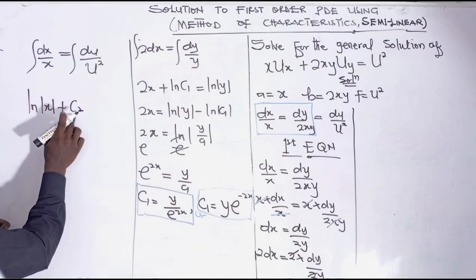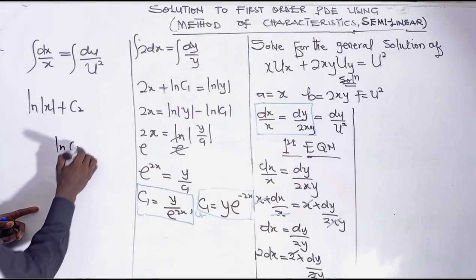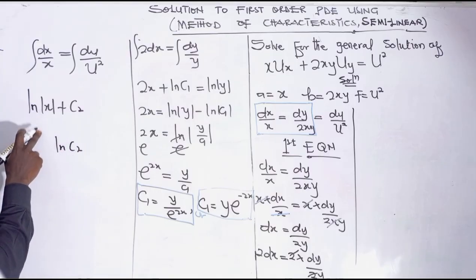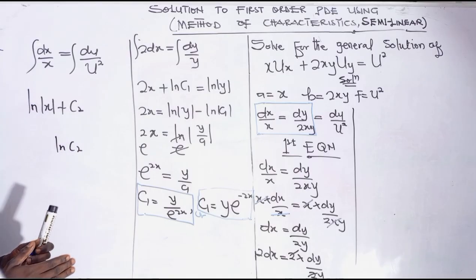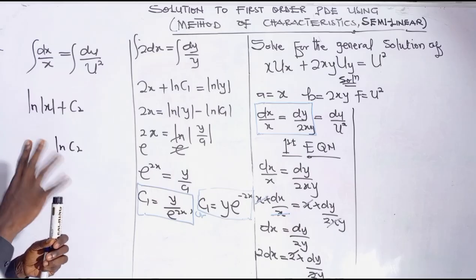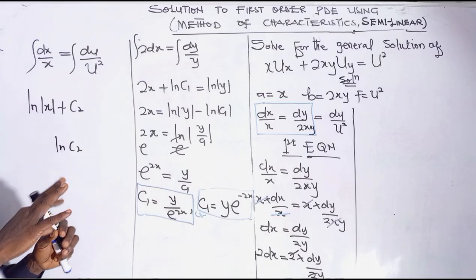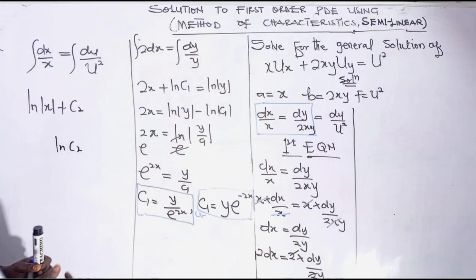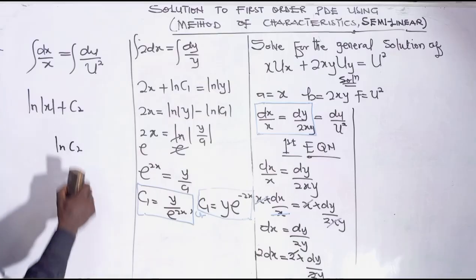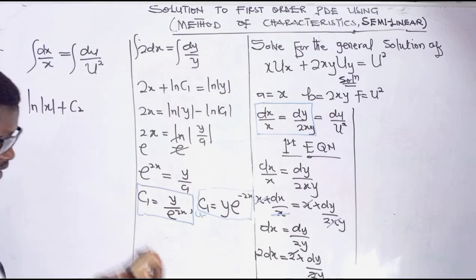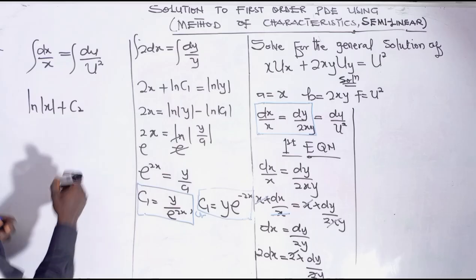Now you can decide to take the ln on the constant c2 as well, since we have ln x here. At the end of it, we are going to get the same solution, even though the form of the solution or the final answer may change slightly, but it's still going to give you the same answer. So I will not take the ln on that. You can take the ln on that. It's still going to give you the same answer.